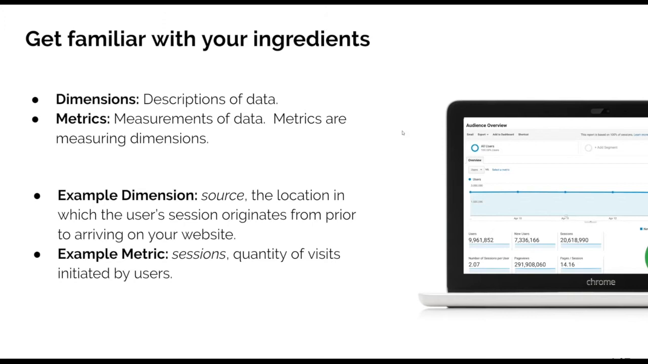Any words that are part of the dimensions are likely going to be a description of data. And yes, there are a few exceptions like browser version, screen resolution, that sort of thing. But anything that describes data is a dimension. Anything that measures data is a metric. So a great example dimension here is source, the location in which the user session originates from prior to arriving on your website. And then sessions, so the quantity of visits initiated by users. So source is something that can be measured or quantified by the number of sessions that comes through.